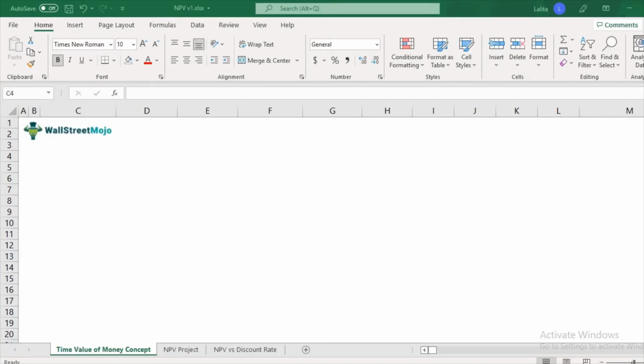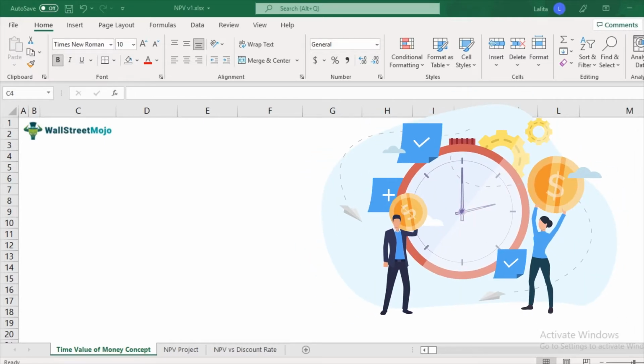So in order to understand the concept of net present value or NPV, we need to first master the concept of time value of money. Okay, so time value of money is divided into two parts. One is the future value of money and the other one is the present value of money. So let's understand both of them.